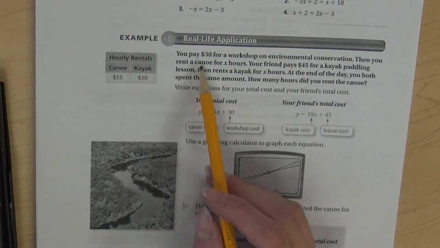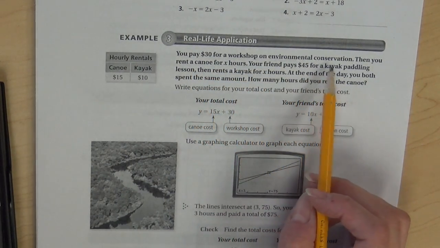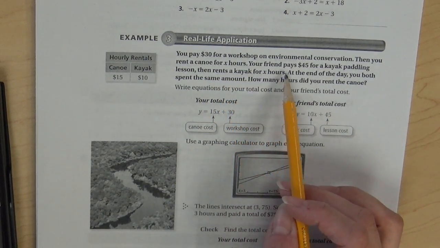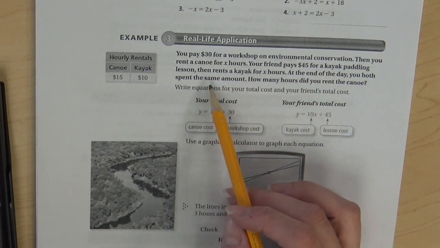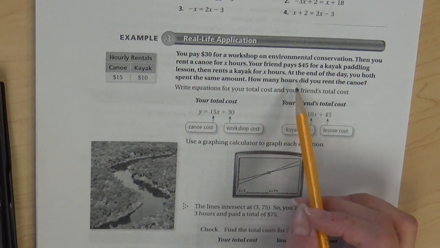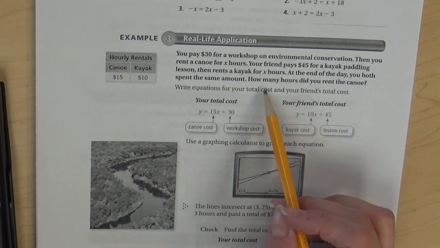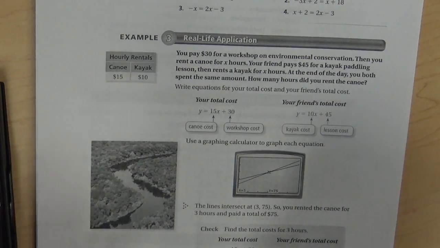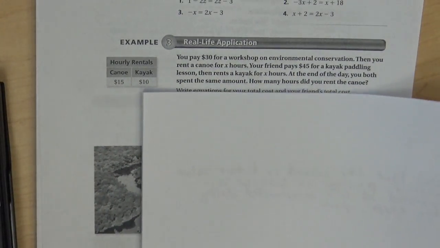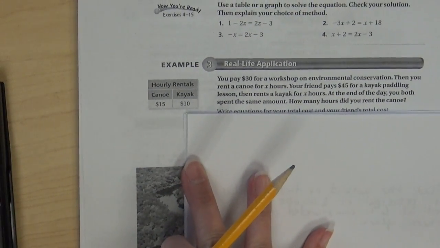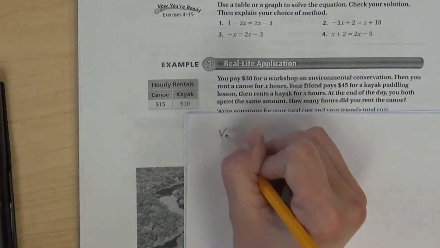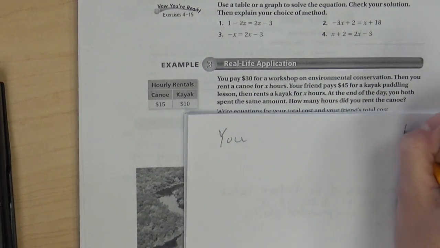All right, you pay $30 for a workshop on environmental conservation. Then you rent a canoe for x hours. Your friend pays $45 for a kayak paddling lesson, then rents a kayak for x hours. At the end of the day, you both spent the same amount. How many hours did you rent the canoe? Okay, and we've got information on the side to help us out too. All right, so we've got you and we've got your friend. So let's organize our information. You and friend.